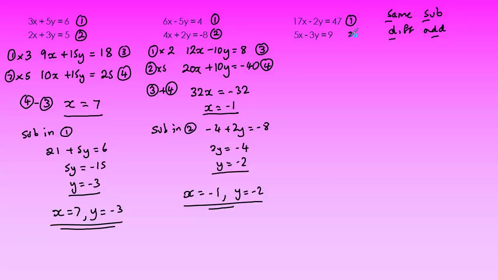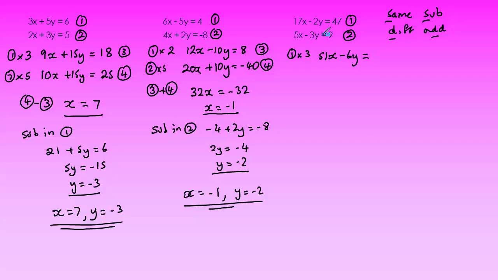Now, equation 1, equation 2. If we multiply the top equation by 3 and the bottom one by 2, we'll end up with the same number of y's. So 1 multiplied by 3. 3 times 17 is 51. So I'm going to get 51 x's minus 6 y's.